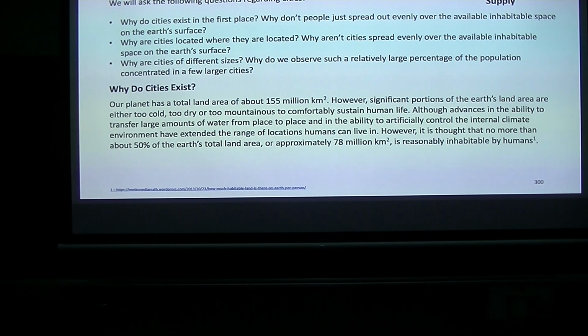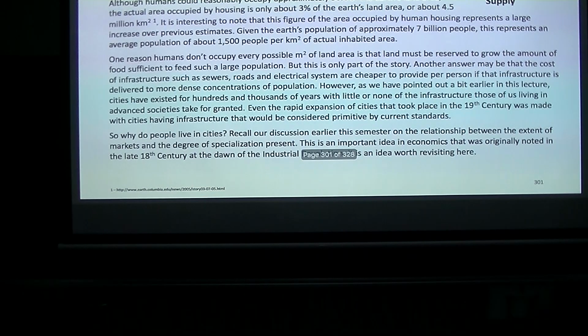Why don't they spread out evenly? Why are cities located where they're located? Why aren't they spread out evenly over available inhabitable space? Why are cities of different size? Why is there a Tokyo? Why is there a Nagoya? Why is there a Sao Paulo? Why is there a New York? Why is there Cleveland? Why do cities have a different size? All of those have reasons. There are economic reasons as to why all of those take place.